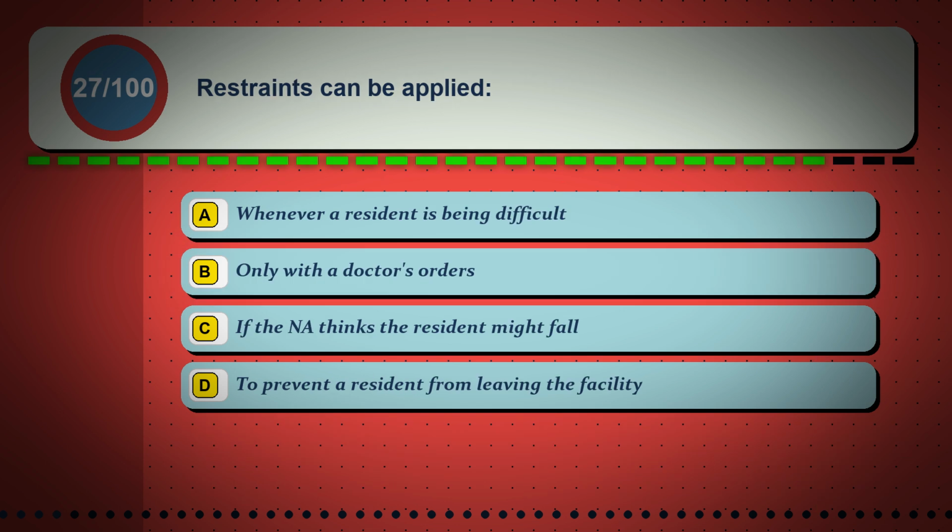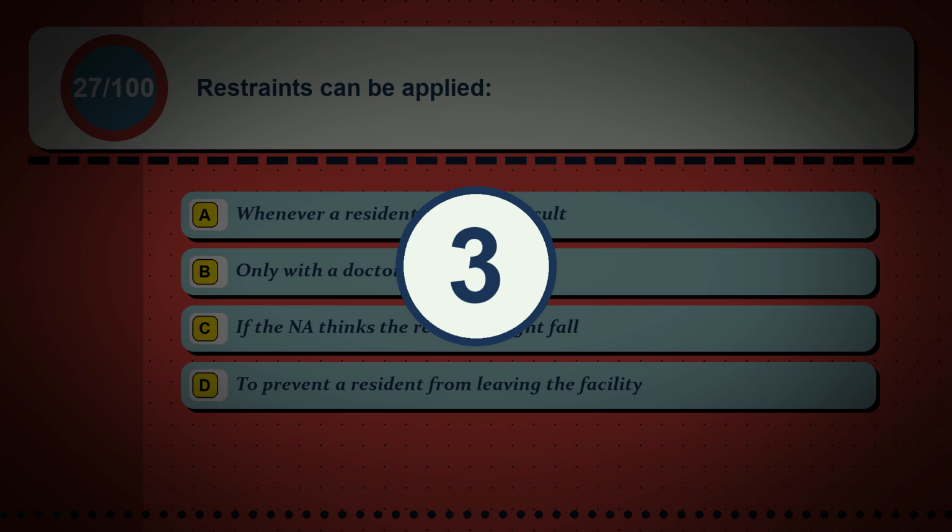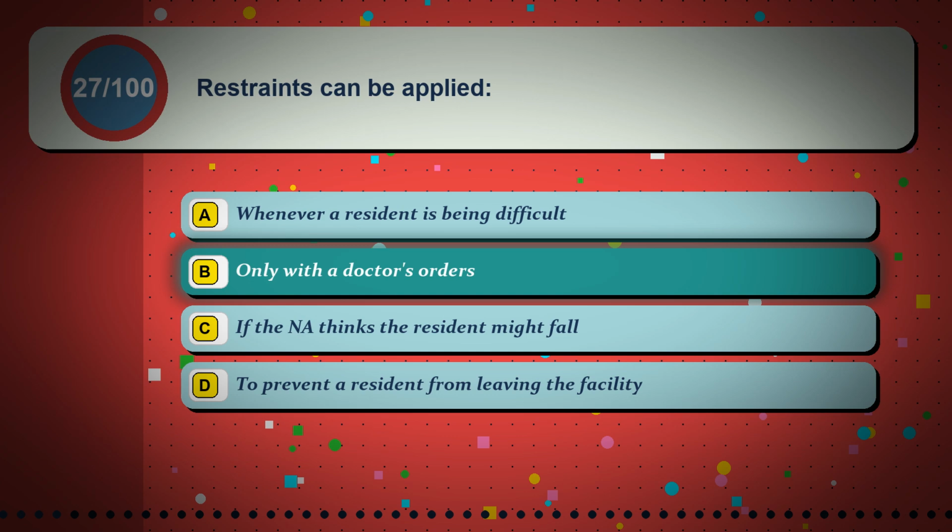Question 27. Restraints can be applied. Option A, whenever a resident is being difficult. Option B, only with a doctor's orders. Option C, if the NA thinks the resident might fall. Option D, to prevent a resident from leaving the facility. The correct answer is option B, only with a doctor's orders.